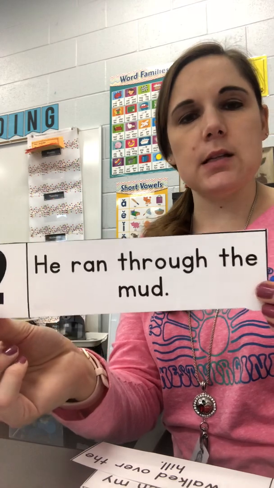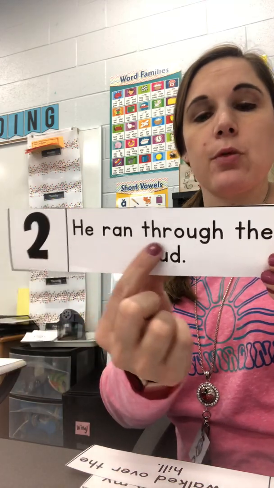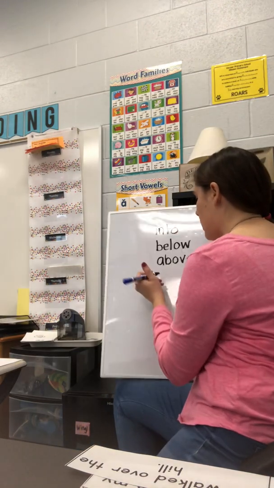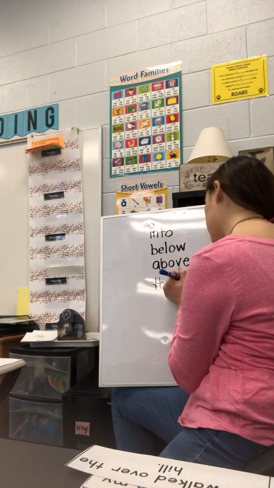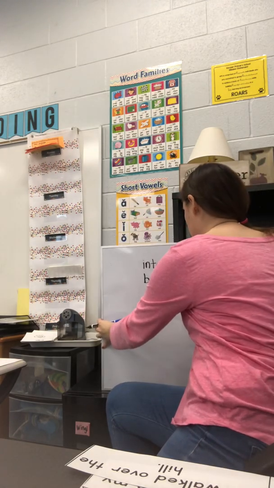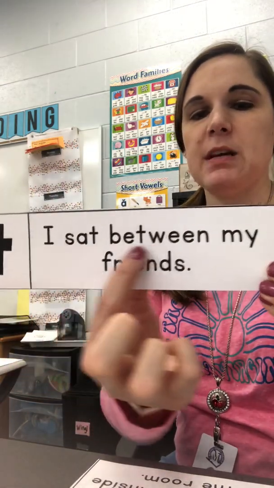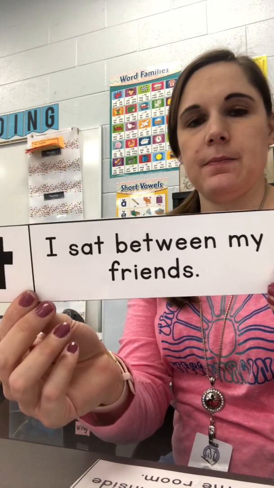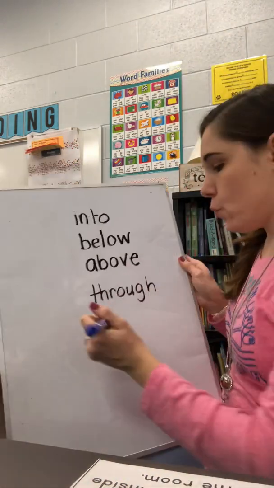Which one of those words would tell us a little bit more? Or where? He ran through. Through is a preposition, boys and girls. So I'm going to write through on my list. Through. Okay. How about this one? I sat between my friends. Did you say between? If you did, boys and girls, wonderful job.